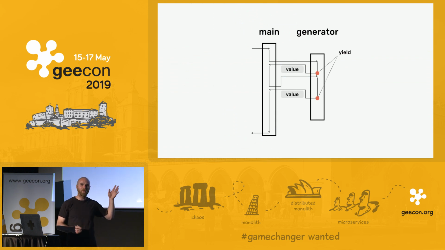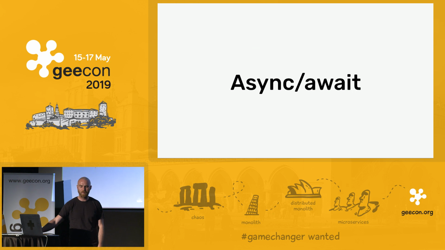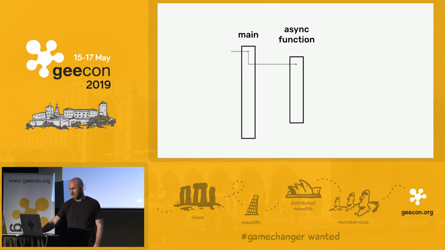So here is the summary of generators. It's pretty much like switching between threads, but you send in a value back at yielding points. So now let's move on to async await, which is probably the most complicated implementation of coroutines.